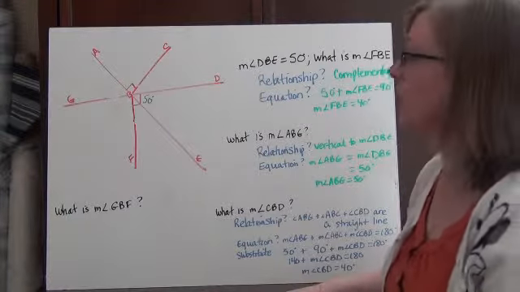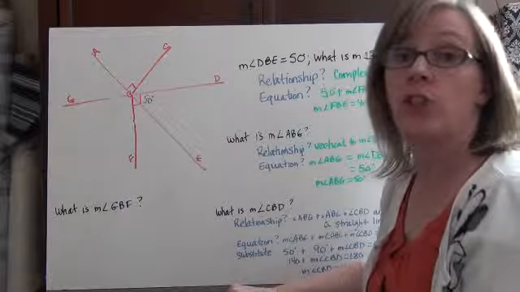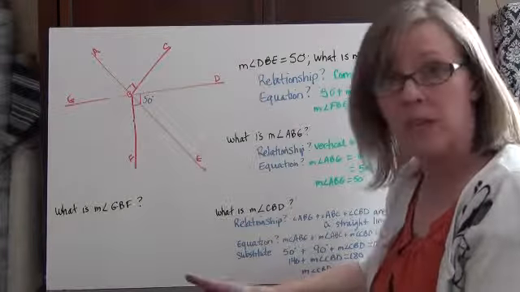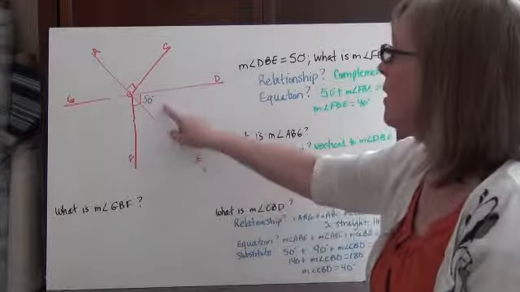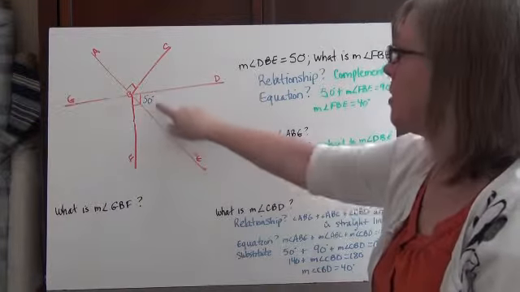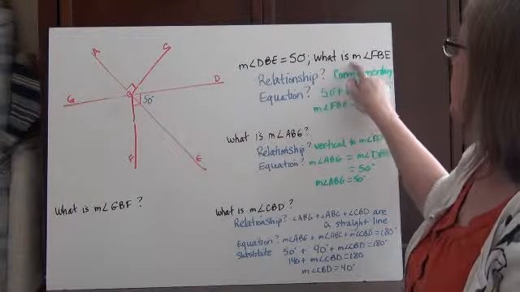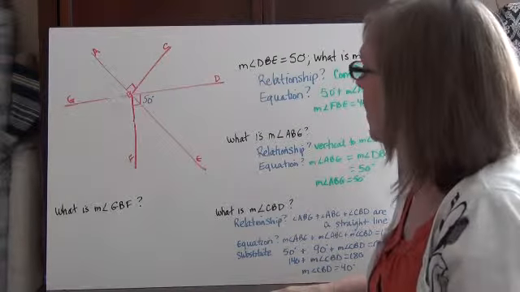Okay, so let's take a look at some of this. If I give you a figure like this, you ought to be able to fill in every angle measure on there. Okay? So let's take a look. You're given that this DBE is equal to 50 degrees. Measure DBE equals 50 degrees. What is the measure of FBE? So let's go find FBE.